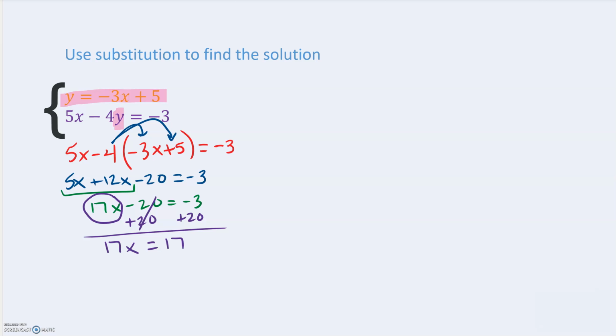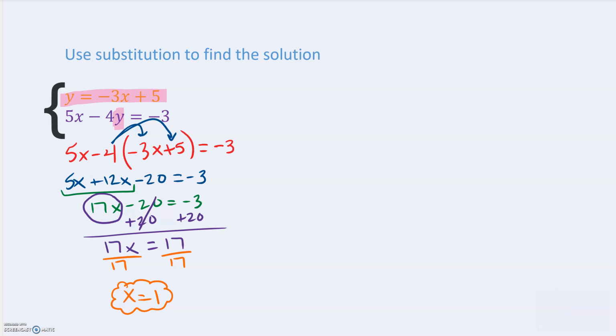From here, my last and final step is to divide. 17x, 17 times x. The only way to split those up is to divide. So I'm going to divide both sides by 17, and I end up with x equals 1. I'm going to put my nice fluffy cloud around it. I'm not done yet, but that's important information that I need for later.